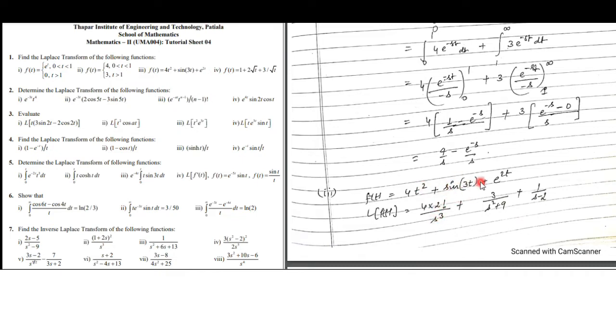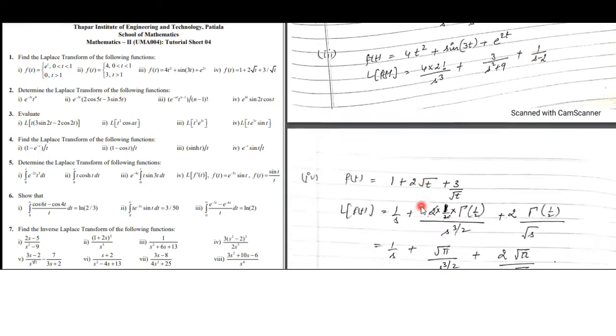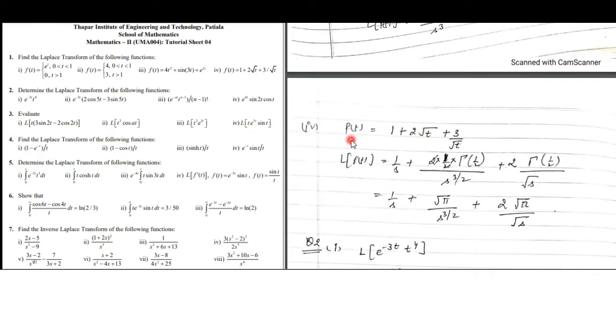The Laplace of sine at is a upon s square plus a square. So here it is 3 upon s square plus 9. Laplace of e to the power at is 1 over s minus a. So this will be 1 over s minus 2. So this is the Laplace of the third part. Similarly, we can find out the Laplace of the fourth one.